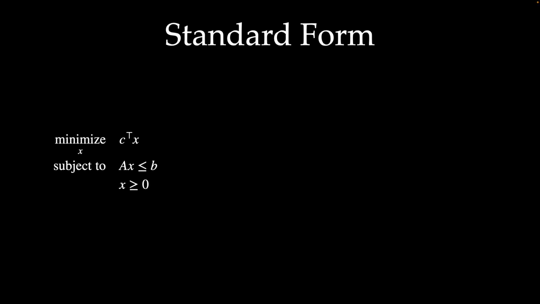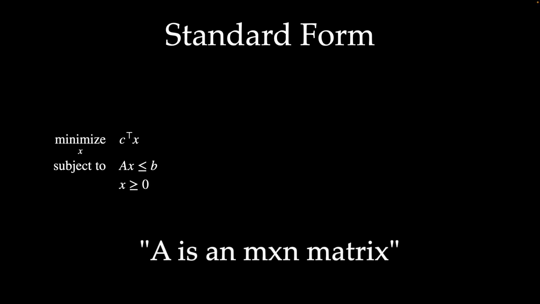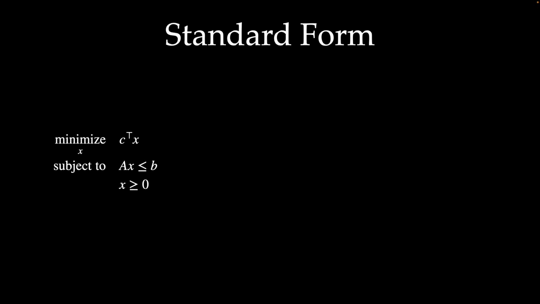Our constraints here are represented by this A matrix. A is an m by n matrix in this case, and we have Ax less than or equal to b, with x greater than or equal to 0. We call this standard form.